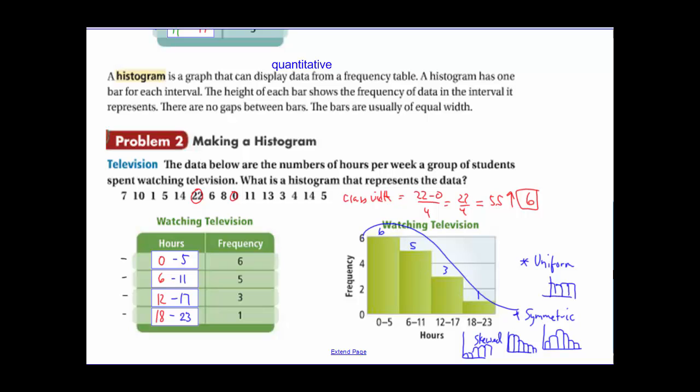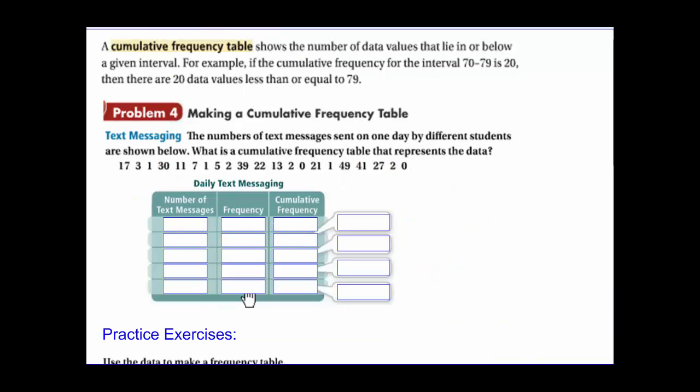One last note: when constructing a histogram, always create the frequency table first, then transfer the frequency table into a histogram. Alright, a cumulative frequency table. This tells us the number of data values that are less than or equal to some upper limit.